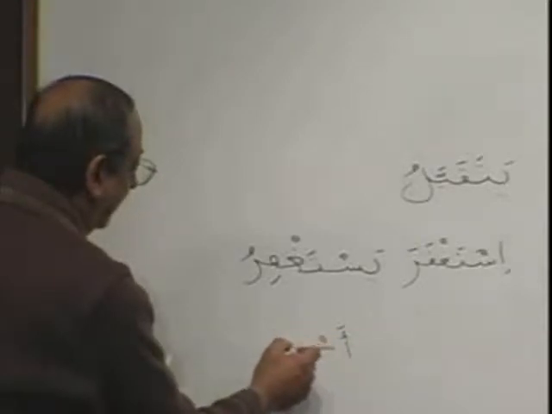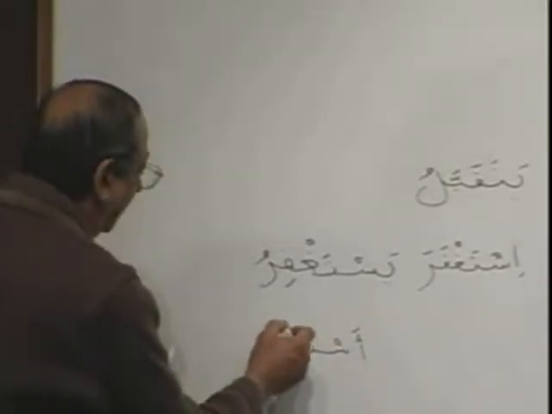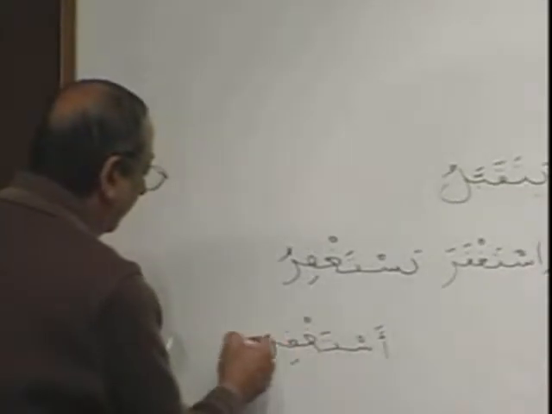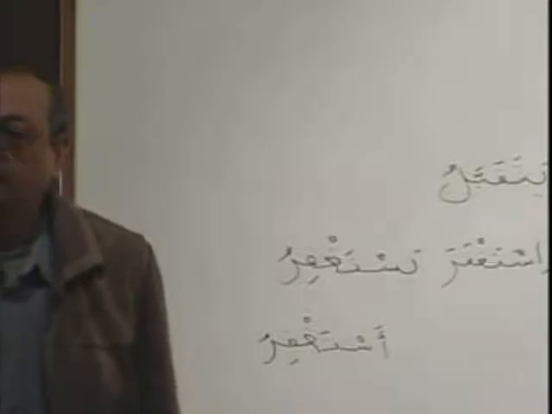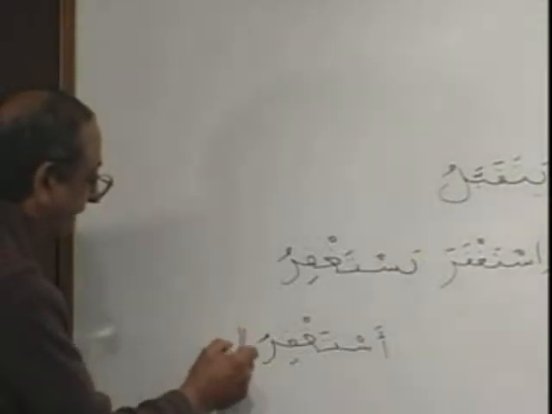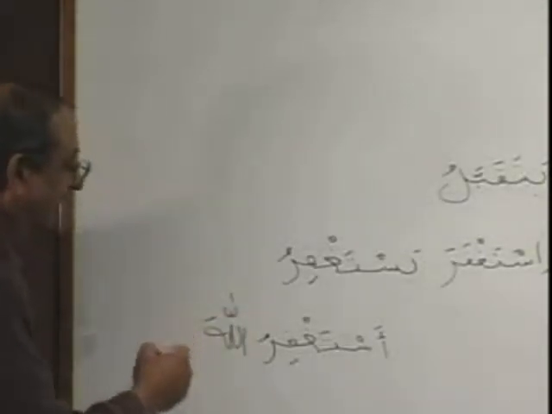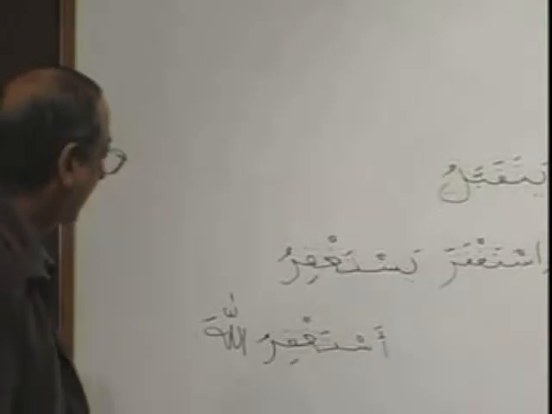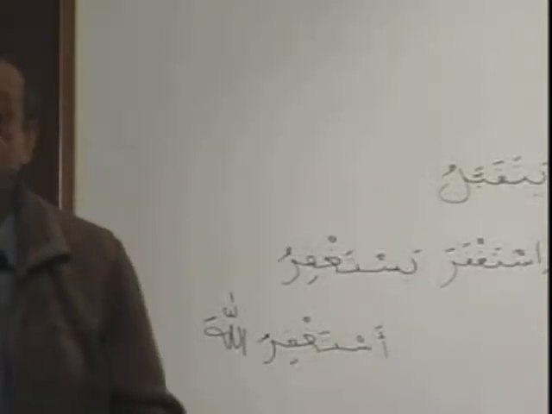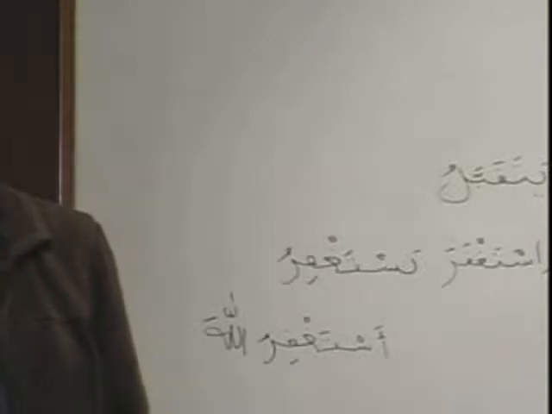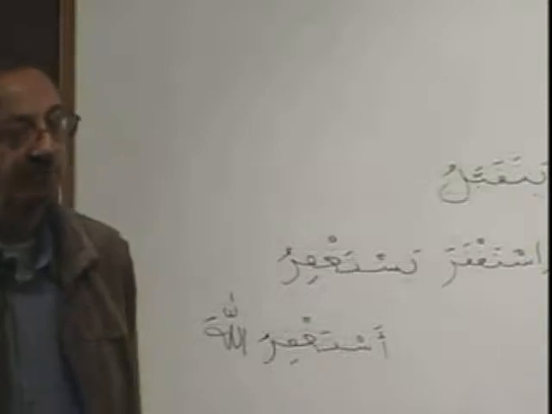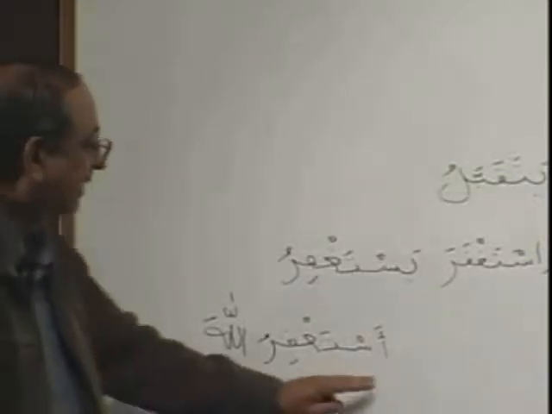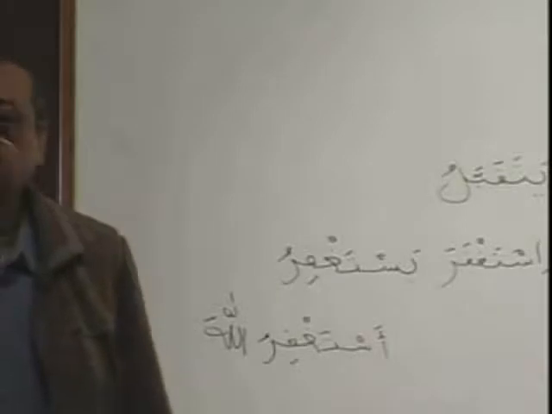See how I wrote the Hamza? Astaghfiru. I seek forgiveness. From whom? Allah, mafulun bihi, object. We'll learn soon next week, inshallah. Astaghfirullah. As soon as we finish our salah, we say astaghfirullah. What is the translation? I seek forgiveness of Allah, from Allah. Okay. Astaghfiru. There is the file.